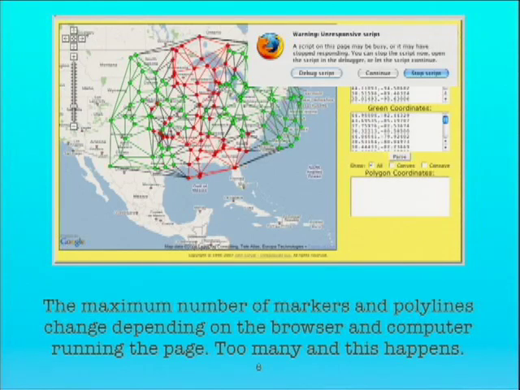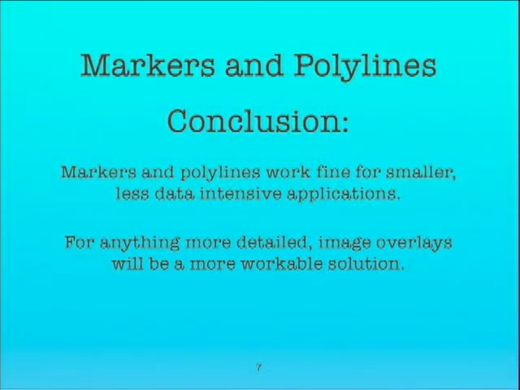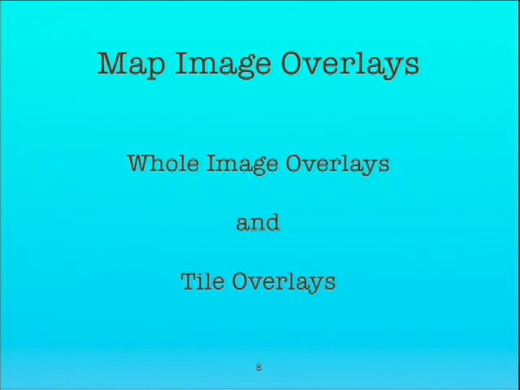Once you exceed that, you have a number of methods of solving it, like clustering, using the marker manager, things like that. They work to a degree, but they suffer from a lot of data intensive transactions between the server and the map. They also have some limitations as to what they can do. So in conclusion, markers and polylines are fun and easy, but they suffer from performance problems, and they're not optimum for lots of data. I found that the best thing to display lots of data with is image overlays.